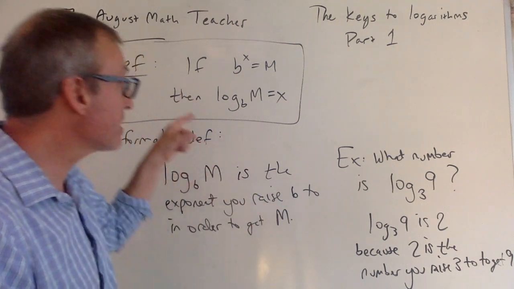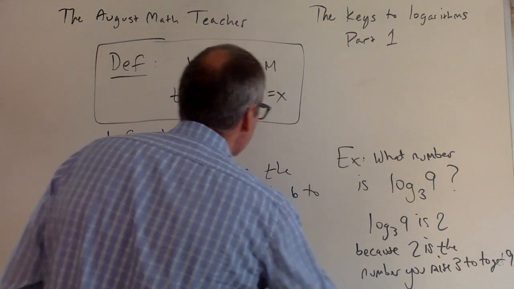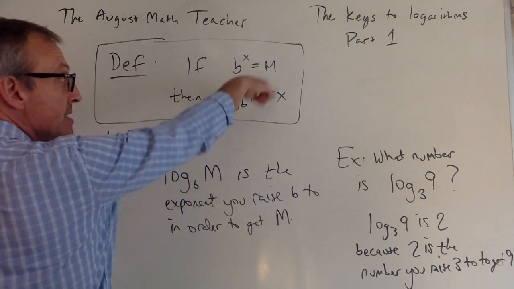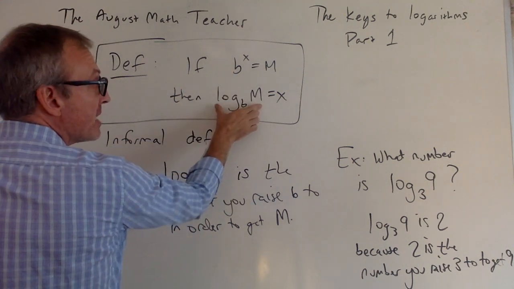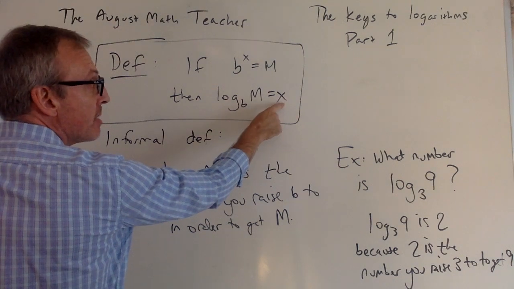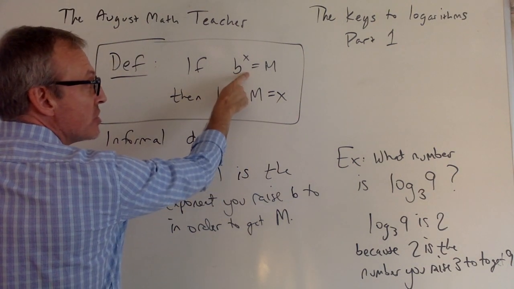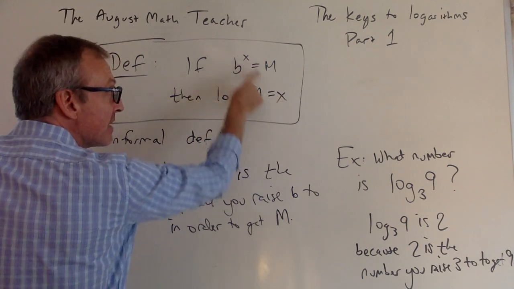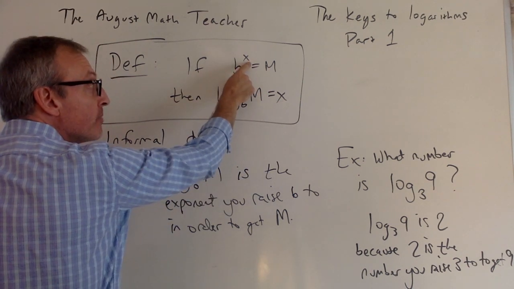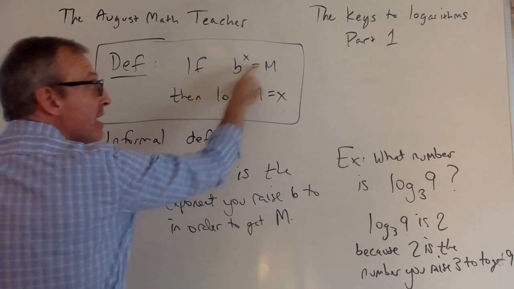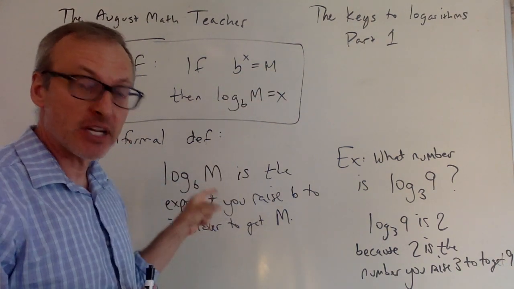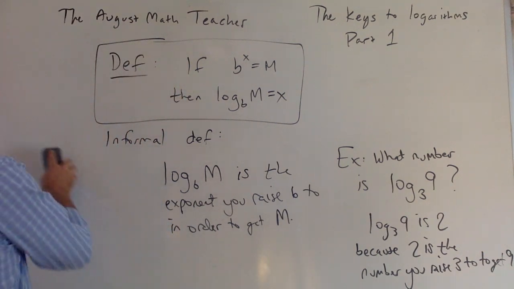Now it is equivalent to this. I'd like you to notice, now that you see this, that the log base b of m is the number x in this equation. That number, the log base b of m, is the x value. It's the exponent that you raise b to in order to get m. It is saying that, but this is a much better way to understand it.